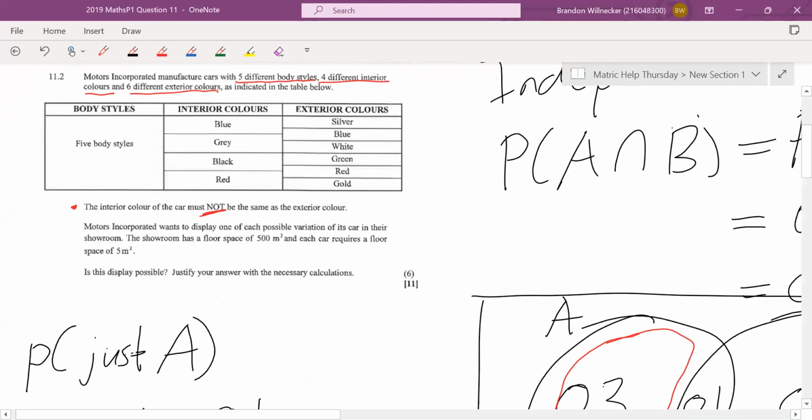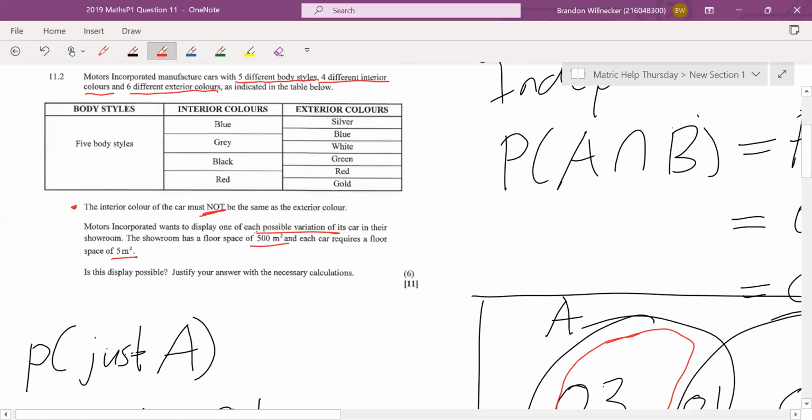Okay, let's go back to this. Like I said here, once you've chosen the one color, you cannot choose it again for the next color. Motors Incorporated want to display one of each possible variation of its car. So let's highlight that, the possible variations. That's all of the possibilities that you can choose from, provided you stick to that restriction. The showroom has a floor space of 500 meters squared. That's the total space. And each car requires a floor space of 5 meters squared.